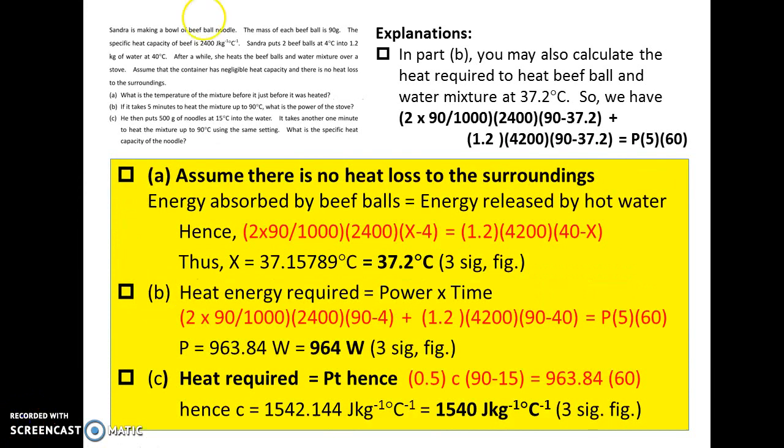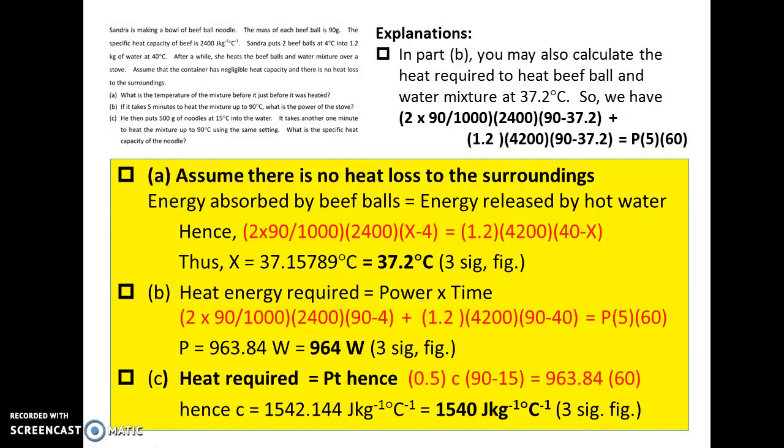This is a question about beef ball noodles. 2 beef balls at 4 degrees Celsius is mixed with water at 40 degrees Celsius. You are asked to find the temperature of the mixture before it is heated. Assume there is no heat loss to the surroundings, then the heat absorbed by the cold beef balls should be the same as the heat released by the hot water. And in this way, we have that equation and you may find their final temperature.